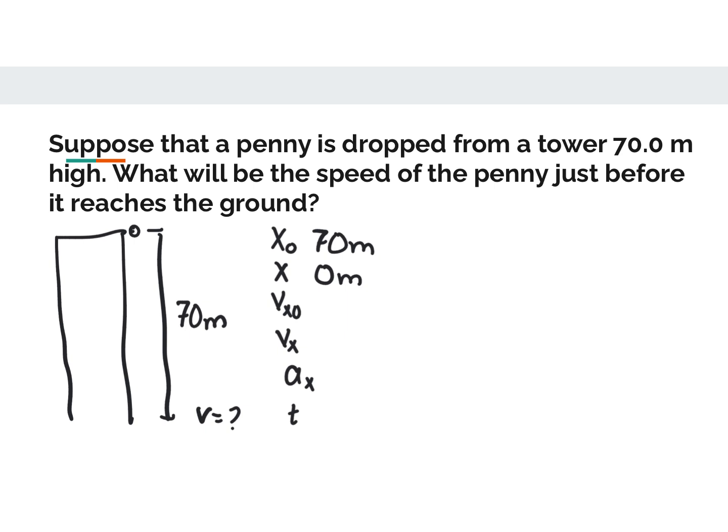This one has a few clues of other things that were given. The first is that word dropped. Anytime something's dropped, its initial velocity is 0. It wasn't thrown, it was just dropped. And then we're going to assume that this tower is on Earth, so acceleration is negative 9.8 meters per second squared. We're trying to find the speed of the penny when it hits the ground, so that's my final velocity.